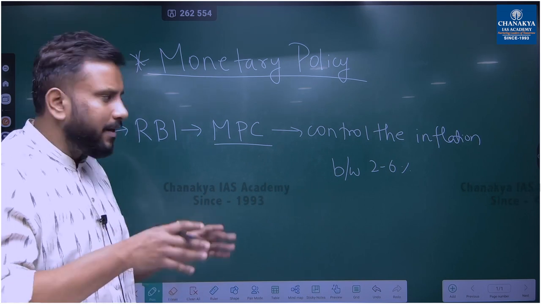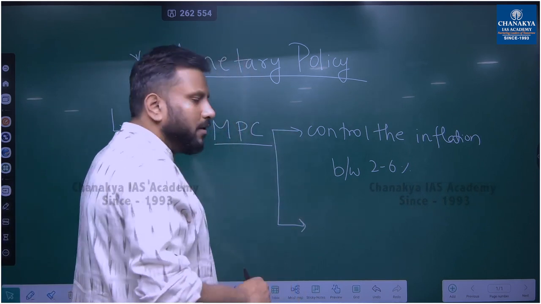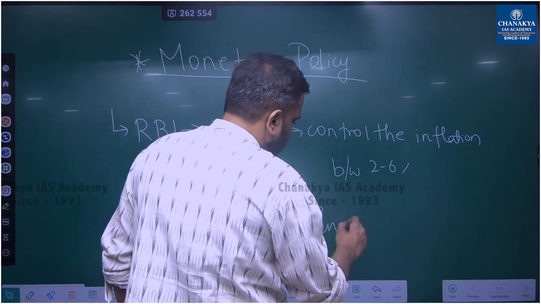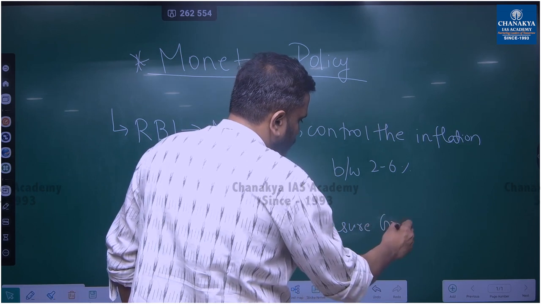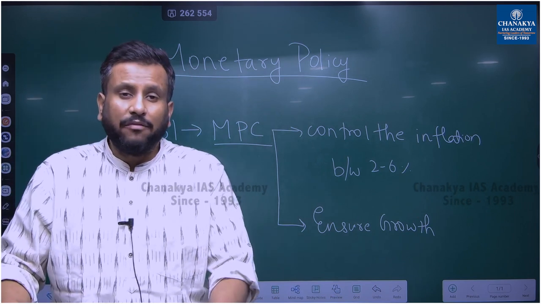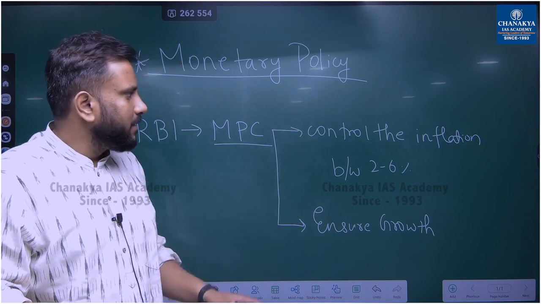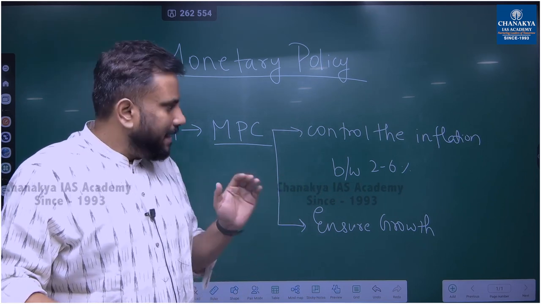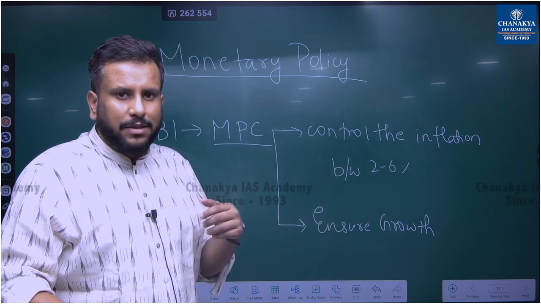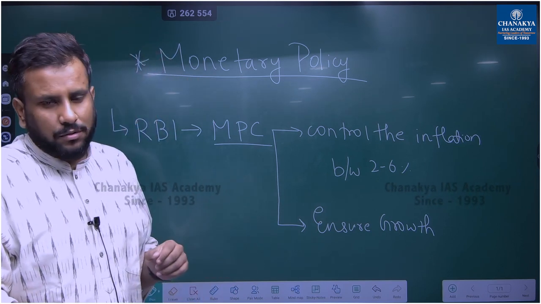And once this target is achieved, then the RBI Monetary Policy Committee starts to focus on its second priority, that is, to ensure growth. So these are the two major priorities of the committee. The first most important priority is to control the inflation, and once the inflation is within this particular limit, then the Monetary Policy Committee starts to focus on its second priority, that is, to ensure growth.